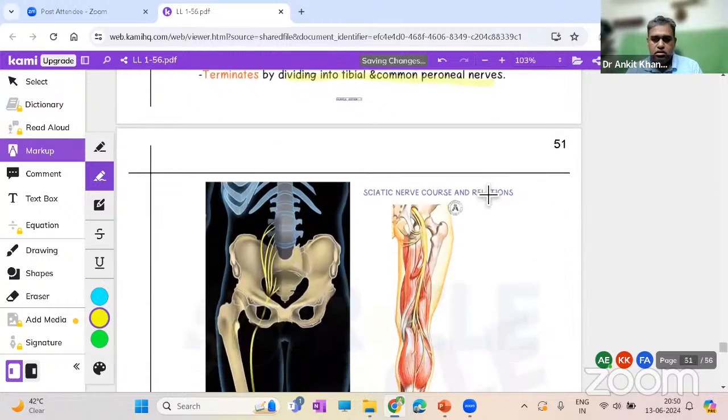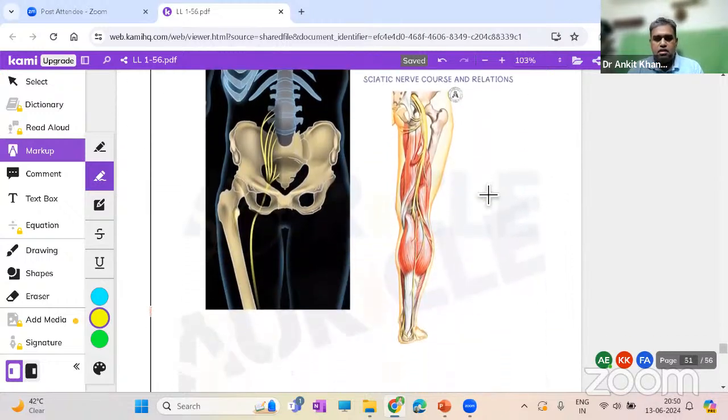Now, sciatic nerve course and relations, you can see over here. They are trying to show, and you can simply make a posterior view of the femur, and you can just show a nerve coming down, a thick nerve.